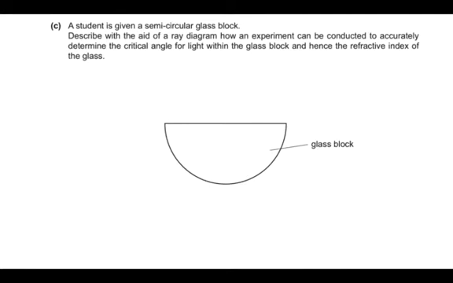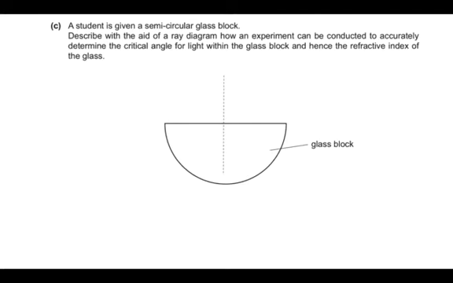Part C, classic experiment. I think it's one of the PAGs. The question asks how would you determine the critical angle, and how would you hence find the refractive index of the glass. And initially my sketches here are going to be the sort of wrong diagram that people were drawing, so I'll make that red. This is all wrong.